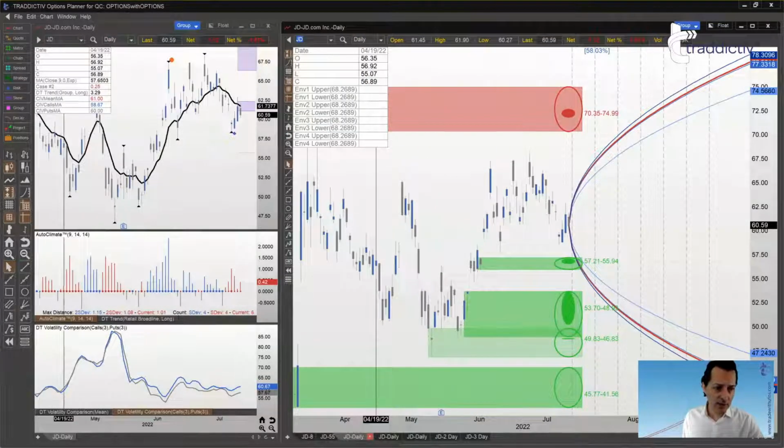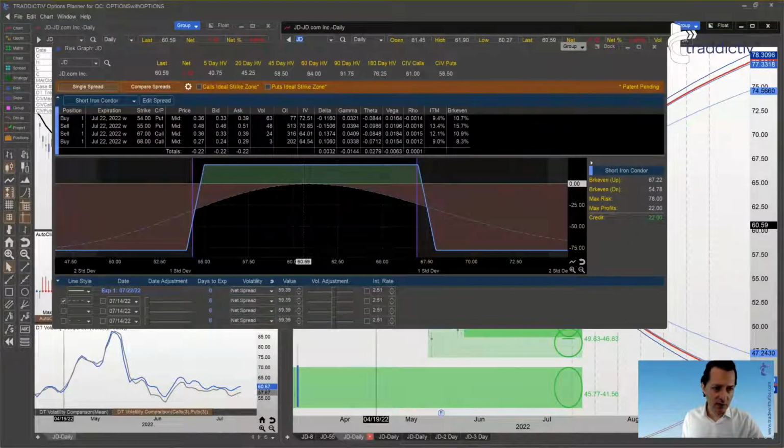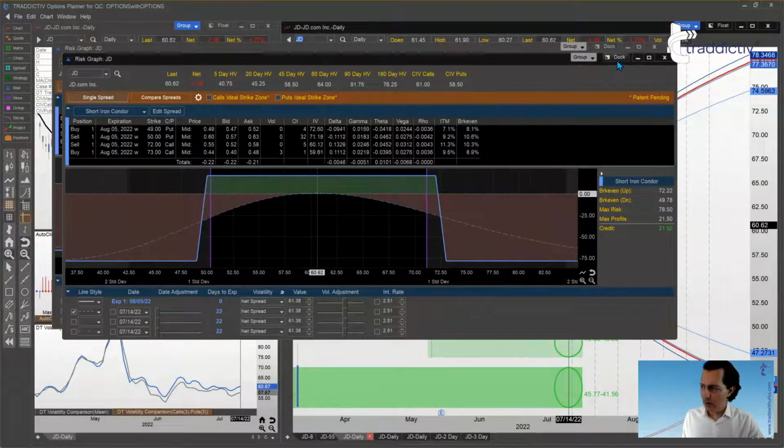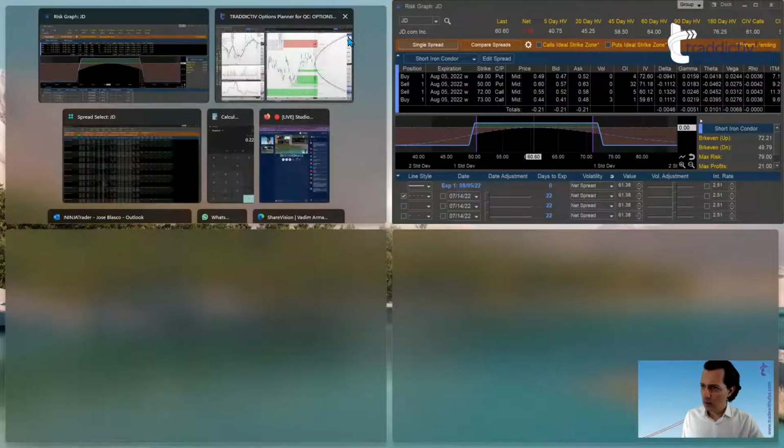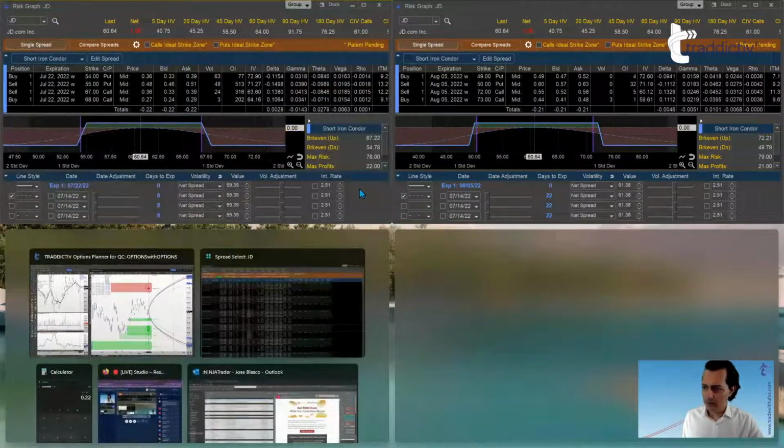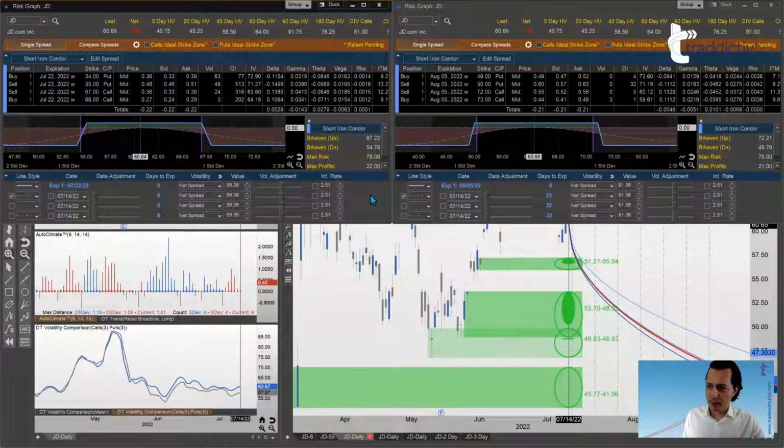So we got two possibilities for an iron condor on JD. One would be this one, and the other one would be this one. Those are the two trades that we have. The one on the left utilizes the July 22nd expiration, and the one on the right uses the August 5 expiration. They both end up generating a similar credit of 22 cents. And they have different breakpoints, obviously, but they are sufficient for what we needed.